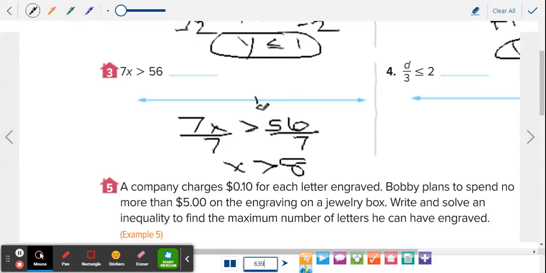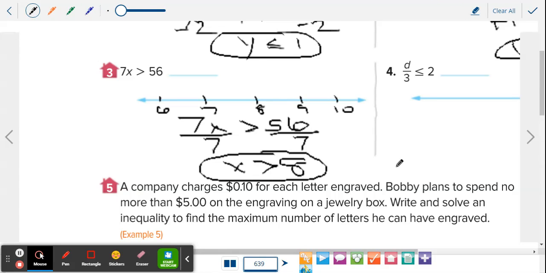So then we just fill in our number line. All right, now, is it going to be a circle or a dot? It is a circle because it doesn't equal 8. And then are we going left or right? To the right because it's greater than. Just like that.